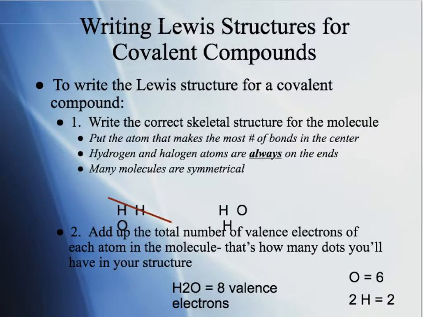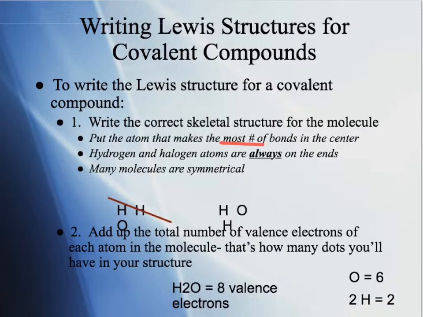All right, so to write a Lewis dot structure, there are several steps. The first one is to write the correct skeletal structure for the molecule. To do a skeletal structure, there are a couple of things you need to keep in mind. First, always put the atom that makes the most number of bonds in the middle. You never want to start with hydrogens or halogens because they can only make one bond. So you want to start with anything in the carbon group or the oxygen group or the nitrogen group, depending on what compound you're working with. And make sure you put the one that makes the most number of bonds near the center.